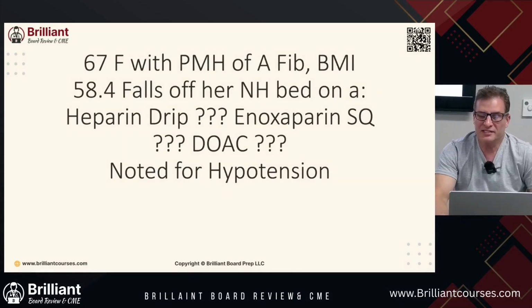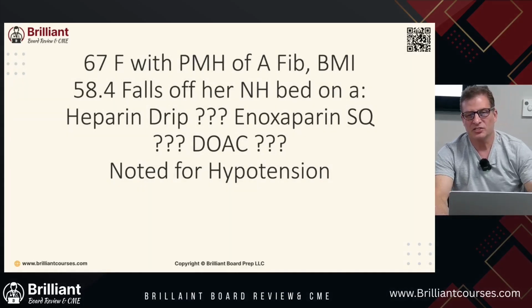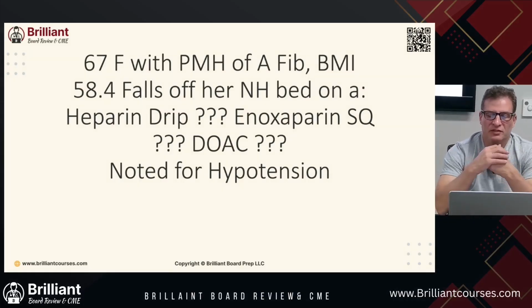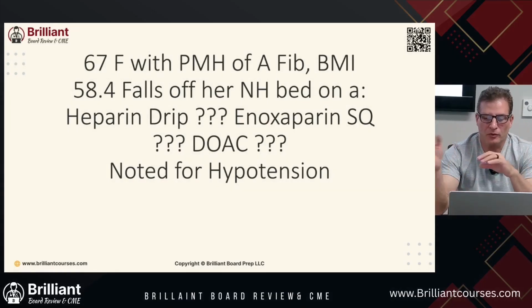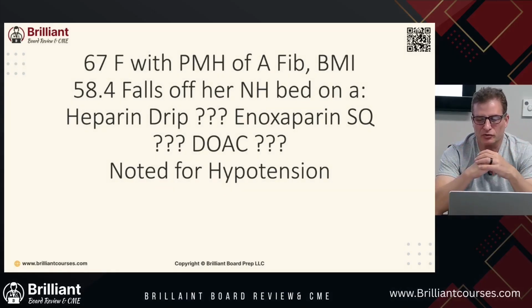All right, now let's talk about a 67-year-old with past medical history of atrial fibrillation. The BMI is high. This is in Oklahoma media. This is a 58.4. And she's in a nursing home. She falls off the bed. And she's on a heparin drip, okay? We have multiple women that are falling off the bed. They're all the same. They're all twins and they're falling off the bed.